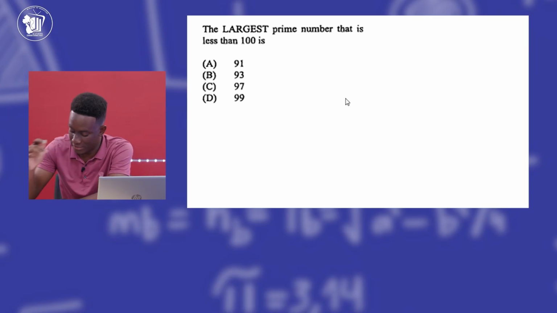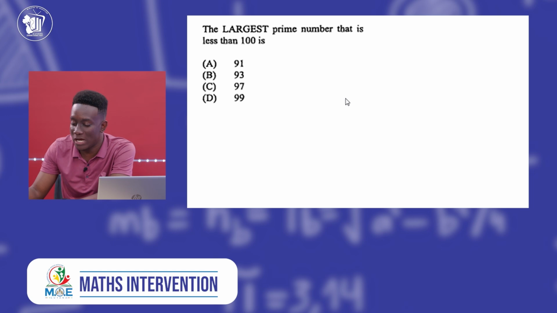So let's get straight into the question. The first question says, the largest prime number that is less than 100 is. So first of all, what do we mean by prime numbers?